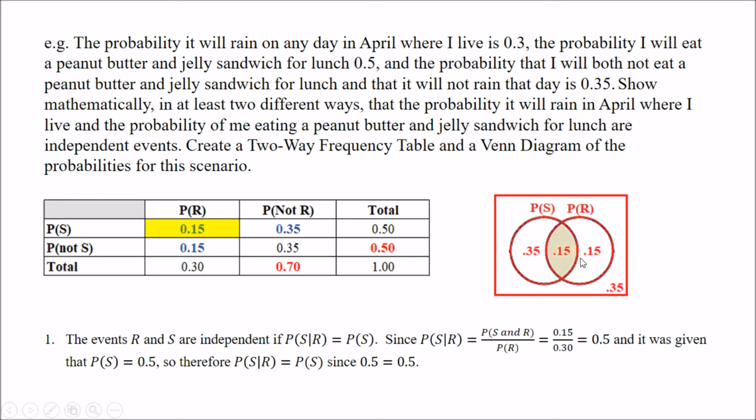I have to add those two numbers together. Or it's the total underneath the probability of rain in the first column of my two-way frequency table. That turns out to be 0.5. And it was also given that the probability of S was 0.5, so therefore they're equal. The events would then be independent.